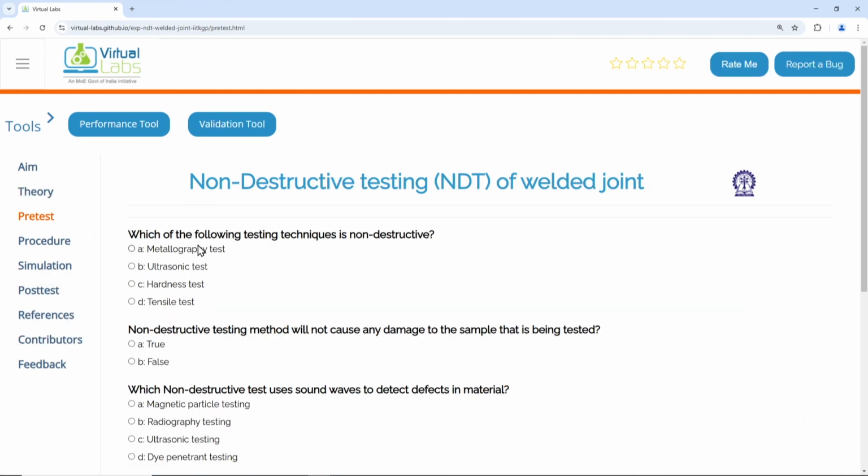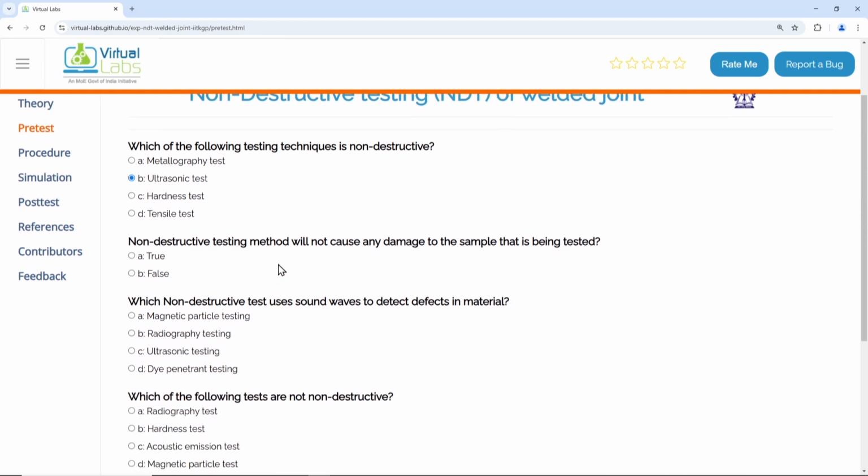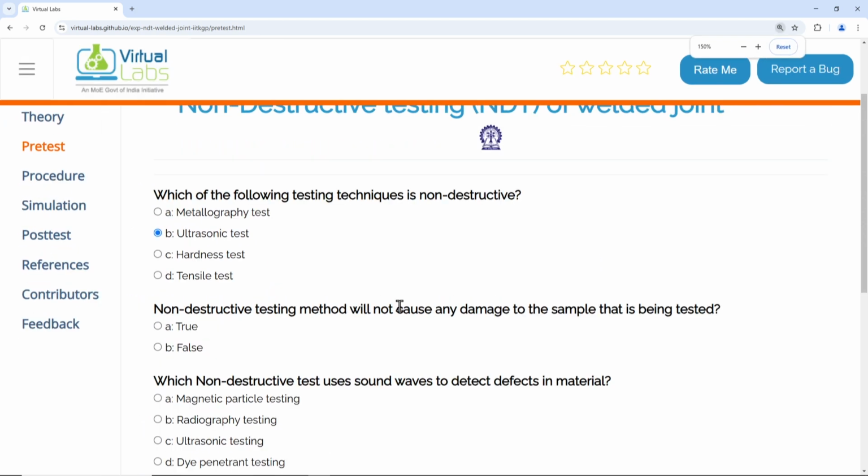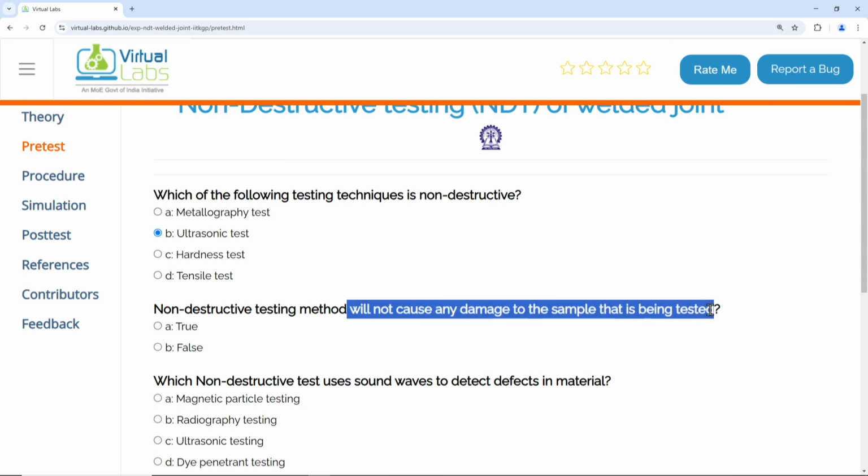Pre-test questions. Which of the following testing techniques is non-destructive? Metallographic, ultrasonic, hardness, tensile. Tensile, hardness, metallographic are all destructive tests. Tensile test, we break the material. Ultrasonic test is non-destructive. Non-destructive testing method will not cause any damage to the sample that is being tested.